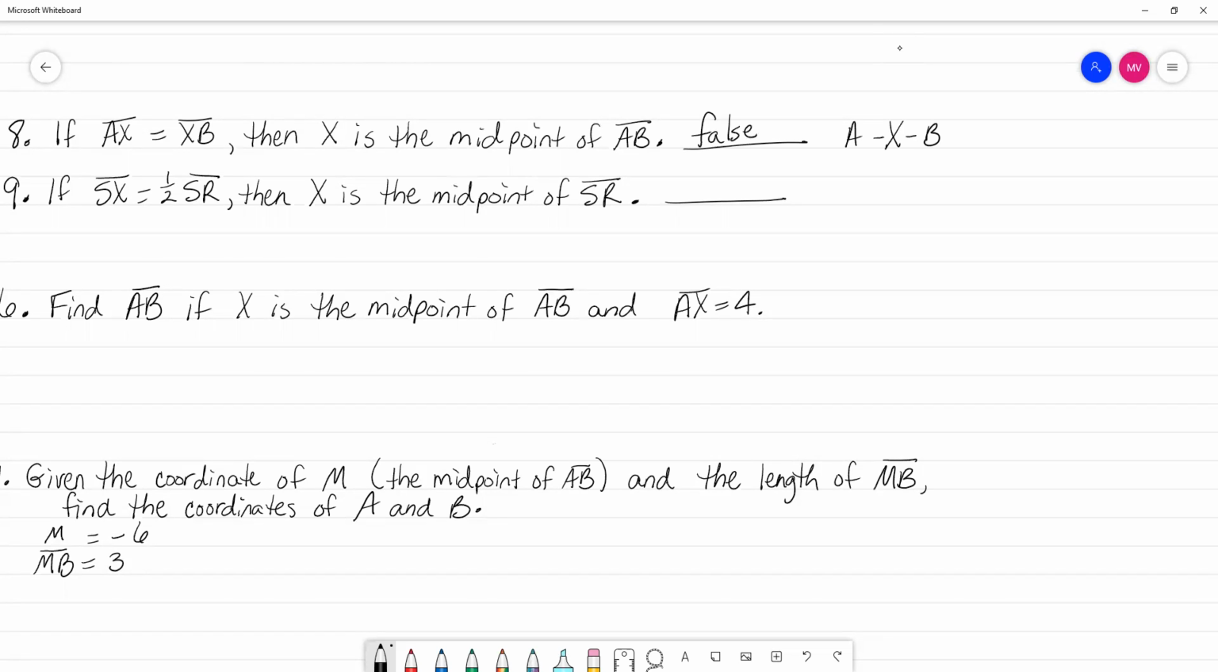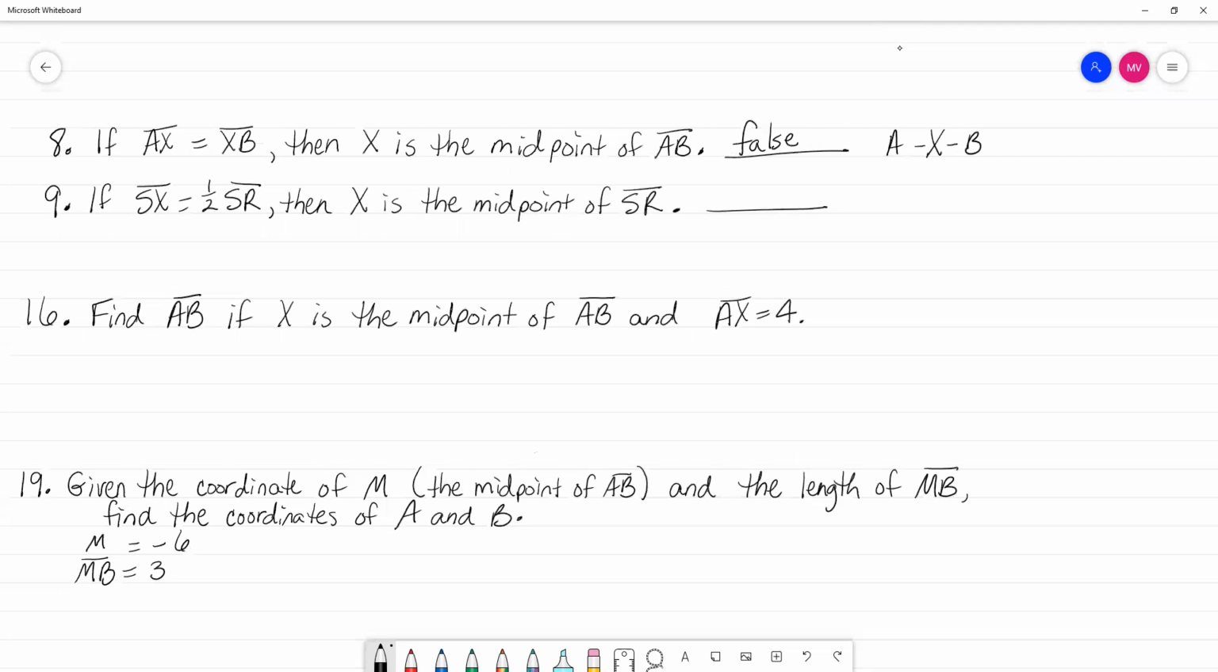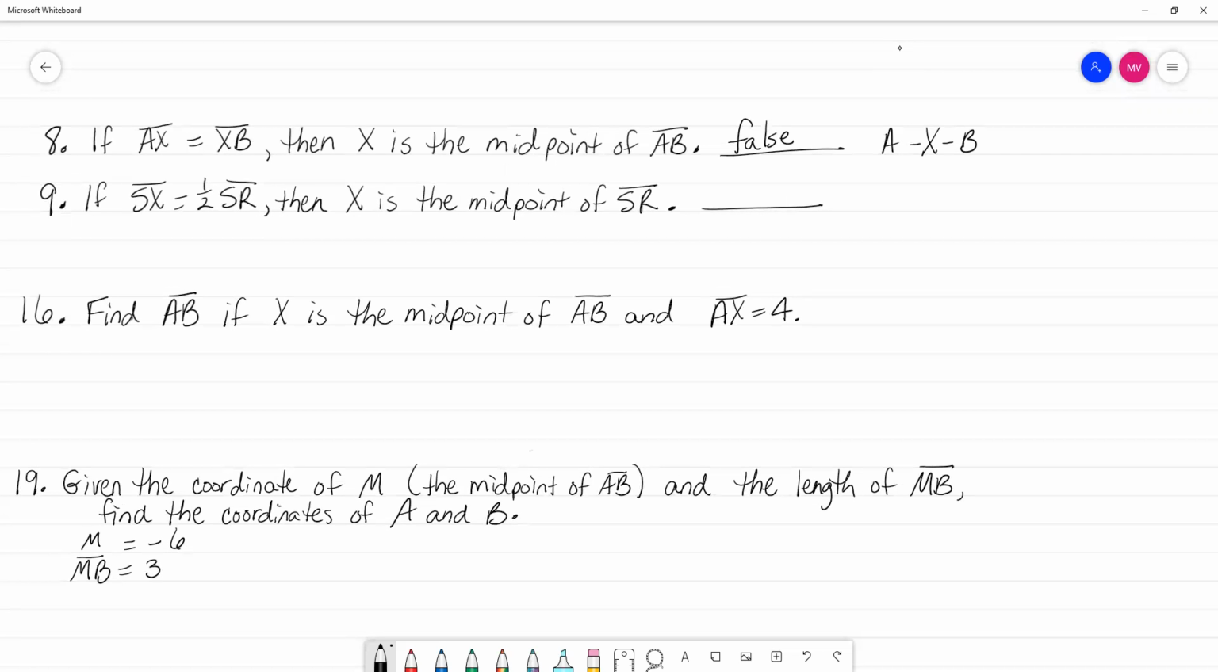I'll show you an example of what I'm talking about in a minute. Let's look at number 9 first. Number 9 says that if line segment SX is equal to half the length of line segment SR, then X is the midpoint of SR. Again, this is missing the given information that X falls between S and R. So this is actually false.